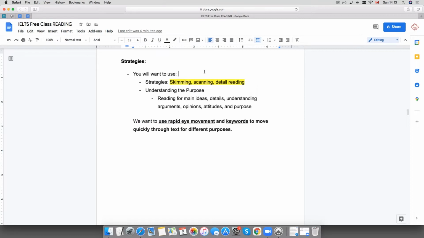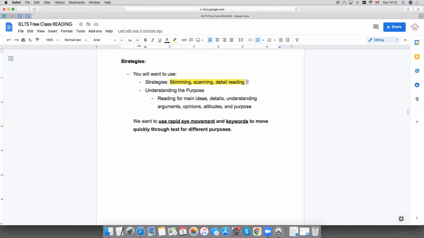It's the strategies themselves. If this is a new idea for you, I would recommend studying them each individually instead of studying them all together. Take a week and practice your skimming. Take a week, practice the scanning, and then take a week and practice the detail reading. If you start slow and master the skills individually, they're going to naturally come together. And when you mix them together, that's when you're going to start going very fast through your reading section.